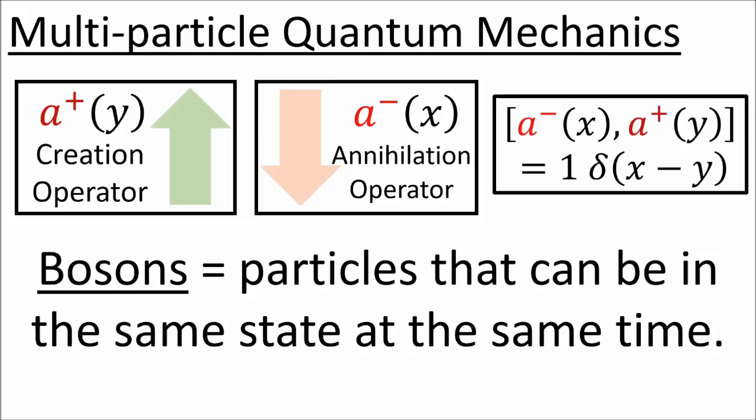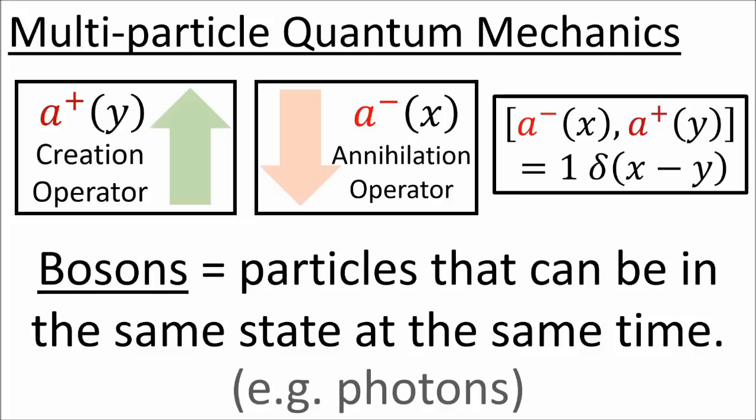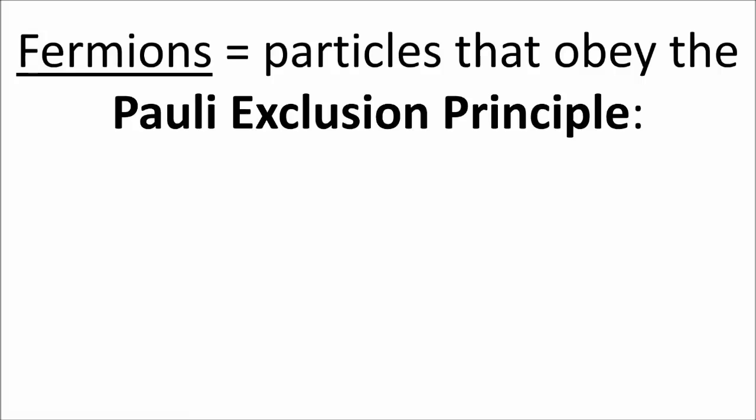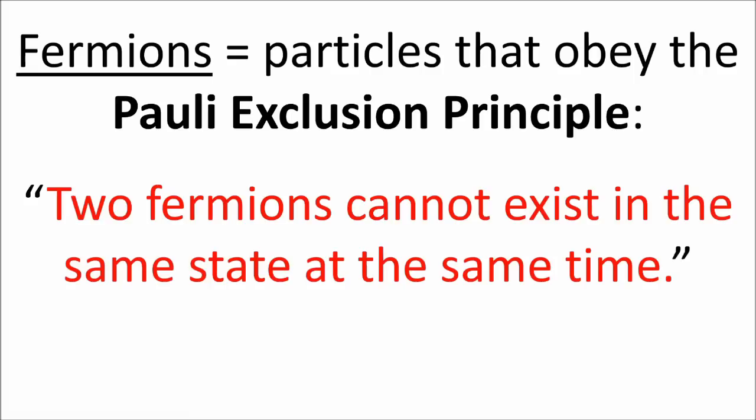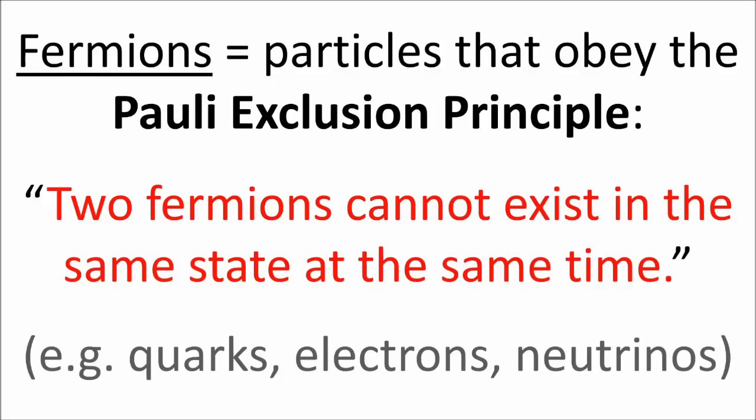These operators work for particles called bosons. The defining property of bosons is that multiple bosons are allowed to occupy the same quantum state. The photon is an example of a boson. The other main category of particles is fermions. The defining property of fermions is that they obey the Pauli exclusion principle, which says that two fermions cannot exist in the same state at the same time. Matter-type particles like quarks, electrons, and neutrinos are examples of fermions.